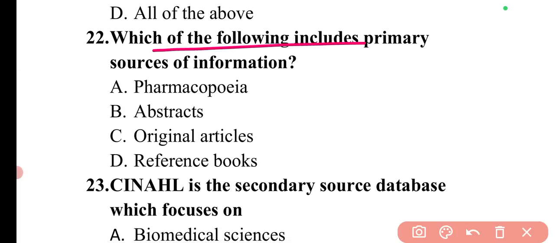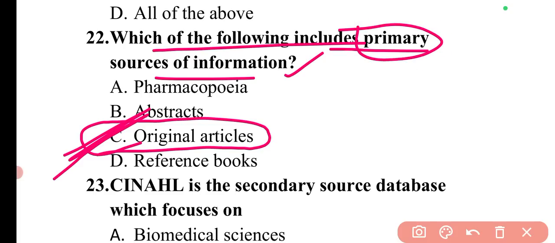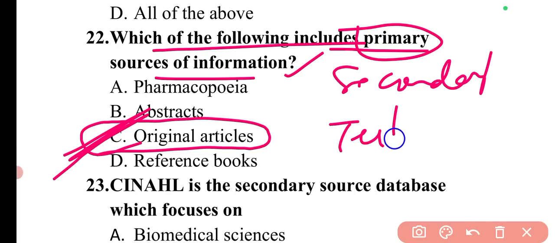Next question is, which of the following include primary source of information? So the primary source of information will be the original articles. So here option A will be the correct answer. So there can be three main different categories of sources, like the primary sources, the secondary sources, and the tertiary sources.